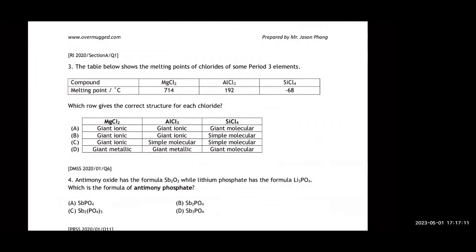How are the 3 chlorides different? Any answer? I have magnesium chloride, aluminum chloride, silicon chloride. All these shapes, you all know already, right? It's in your syllabus, right? Chemical bonding, your giant covalent, giant molecular, simple molecular, ionic, all these kind of things.